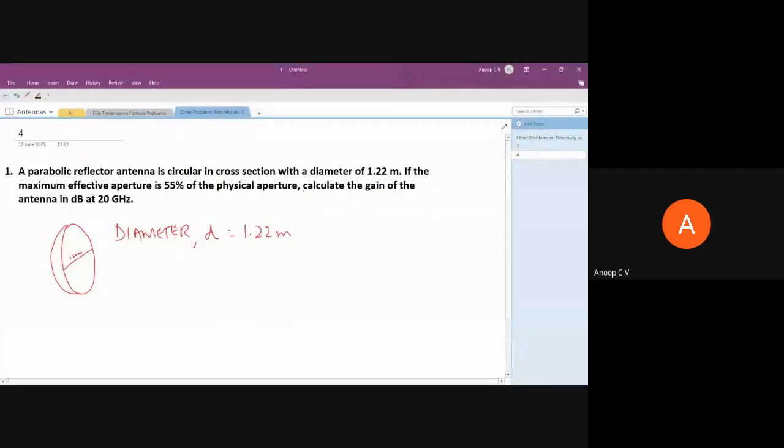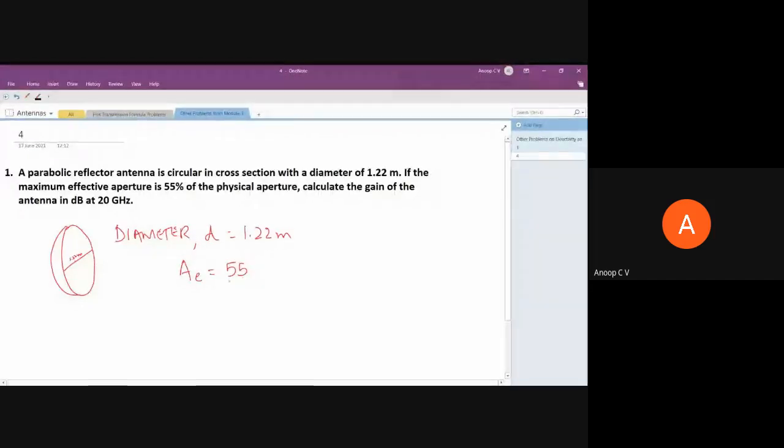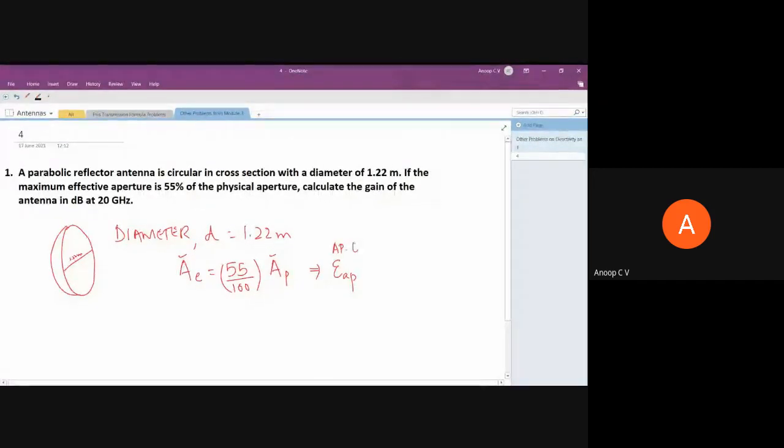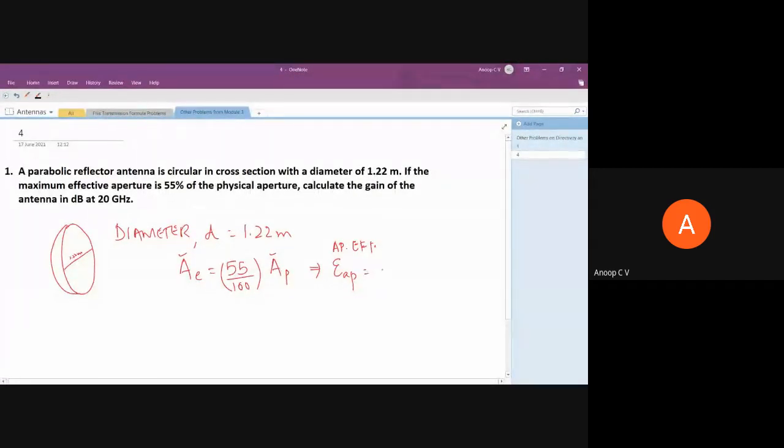What else is given? The maximum effective aperture is 55% of the physical aperture. So AE is given to be equal to 55 by 100 of the physical aperture. From this, what we will get is the aperture efficiency, epsilon AP, which is equal to 0.55. That is given.